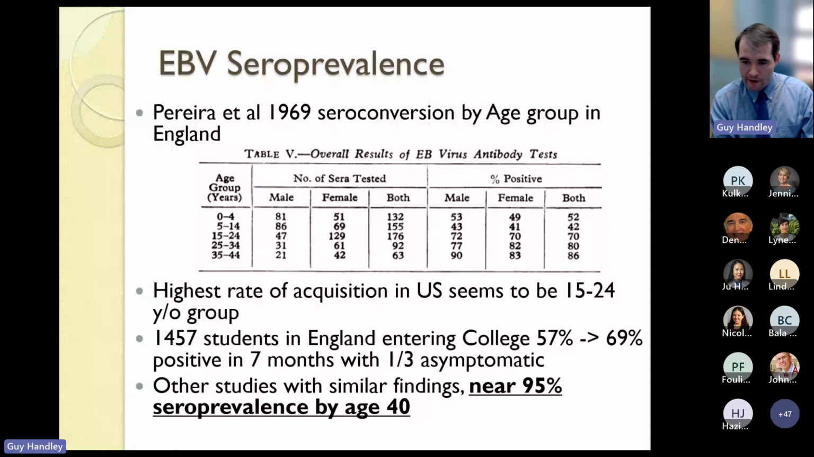The highest rate of seroconversion in adults is in adolescents, so in the US, the 15 to 24-year-old age group. This was actually a study in England of students entering college, and a significant proportion of them seroconverted in the first 7 months. And most of those actually had symptoms.